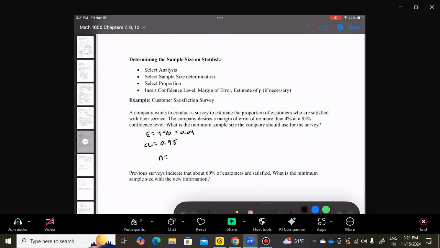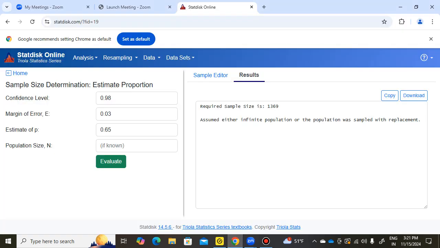Alright, so again, we're going to do this on StatDisk. So 95%, 4% error, take out this proportion, and we get 601.